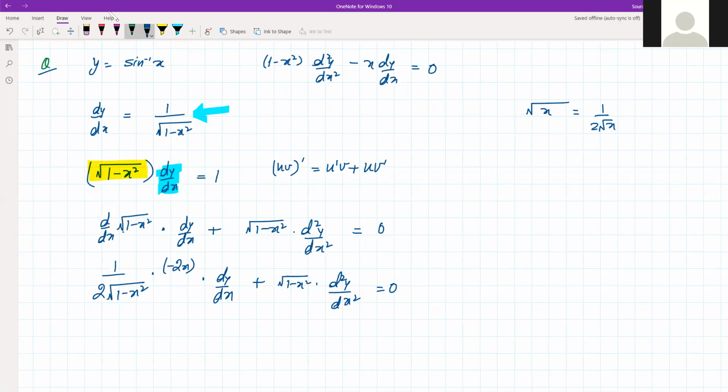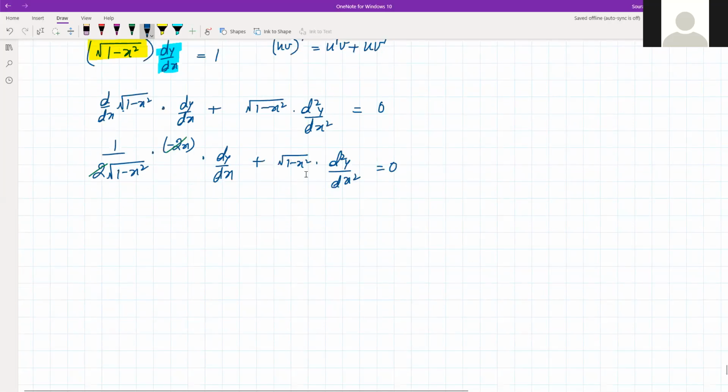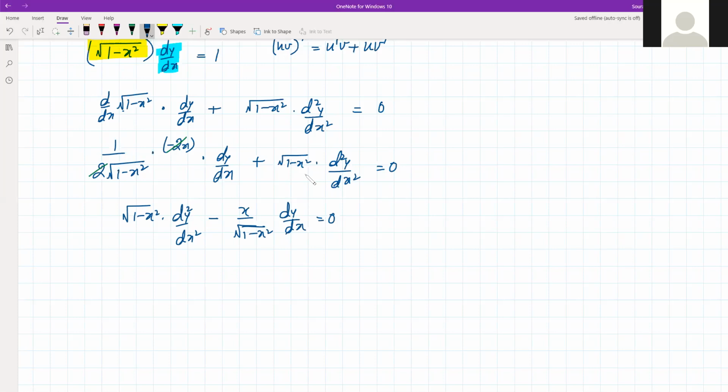Now in this case, this 2 and 2 cancels. So we have, if I can change the order here now, that is write the d square term first. So this will be root of 1 minus x square d square y by dx square minus x divided by root of 1 minus x square into dy by dx is 0.